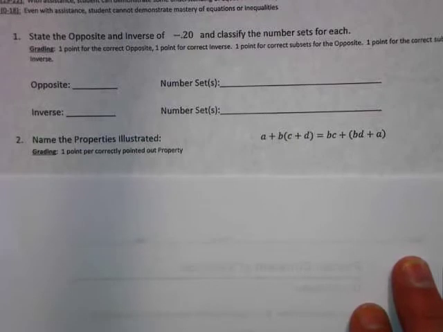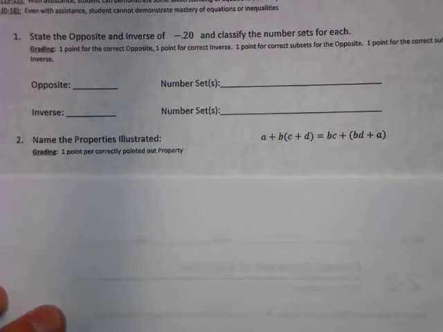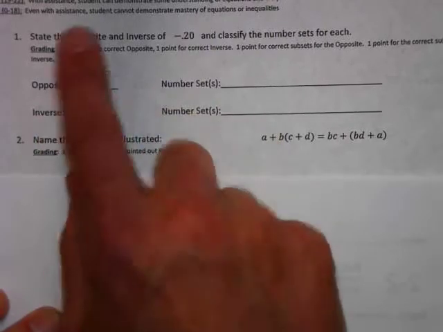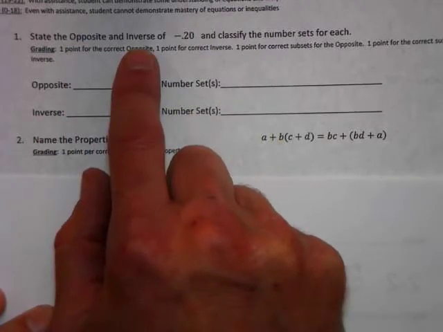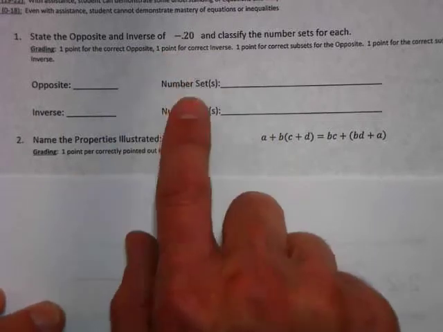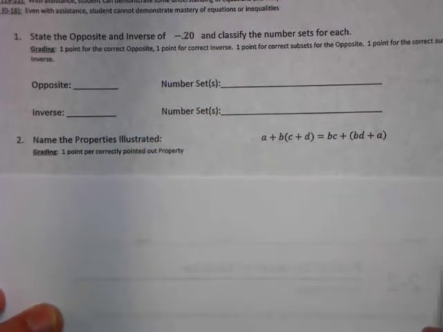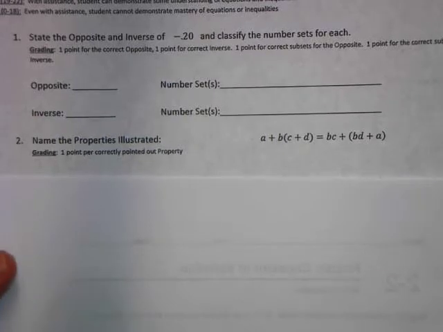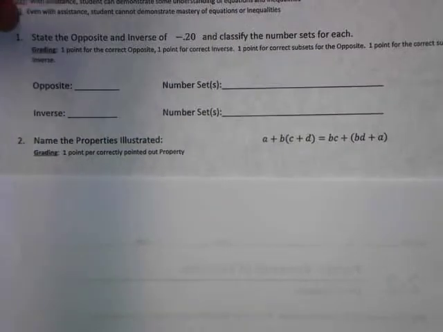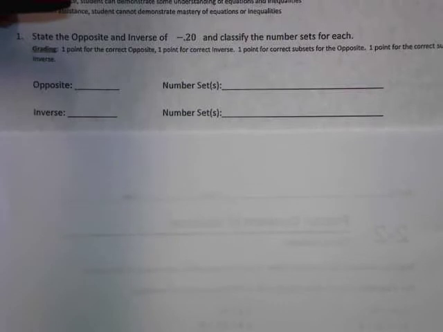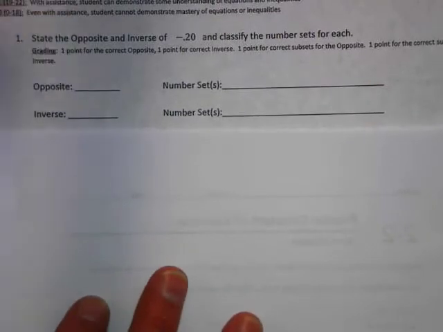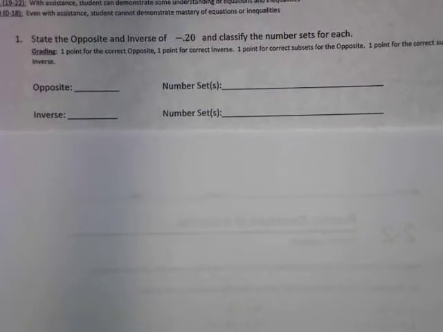So we start this unit off with knowing a little bit about number properties. With number 1, we're talking about the opposite and the inverse of numbers, and then the number sets that they belong to. And then in number 2, we're going to talk about number properties like distributive property, commutative property, etc. So the first thing we need to remember when we go over number 1 is what opposite means and what inverse means. And opposite simply means changing the sign.